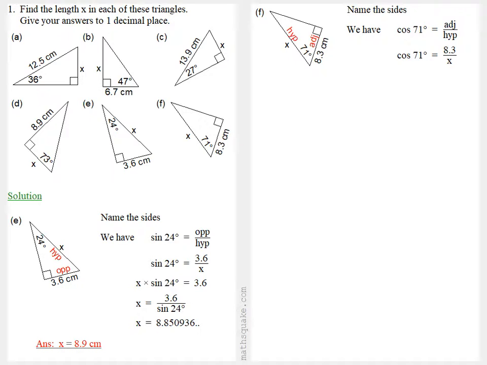If we multiply both sides by x, we get x times cosine of 71 equals 8.3, which means x is equal to 8.3 over cosine of 71. So x is equal to 25.4938. Rounding that off to one decimal place, our answer is x is equal to 25.5 centimetres.